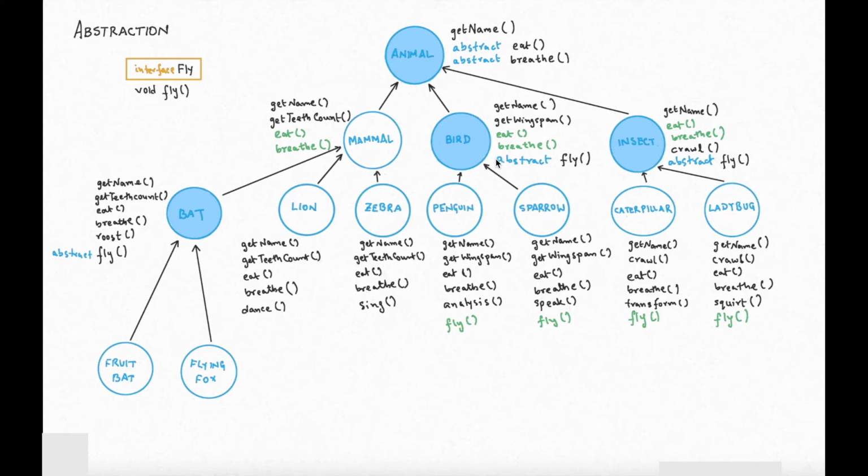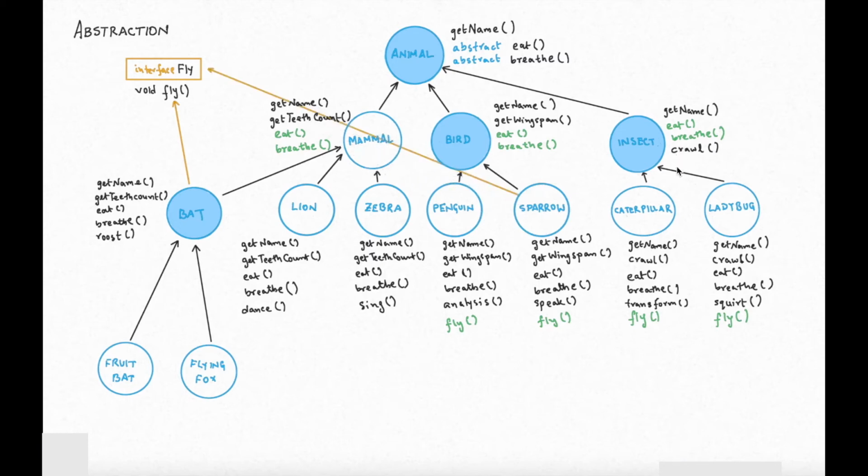And in that case, what we can do is not have this at all for the bird class, for the insect class, or for this bat class. Instead, what we can do is whichever animal has the ability to fly, that animal will implement the fly interface directly. So since all bats can fly, we will have the bat class directly implement the fly interface. Not all birds can fly. For example, penguin cannot fly. In that case, we only want the sparrow class to implement the fly interface.